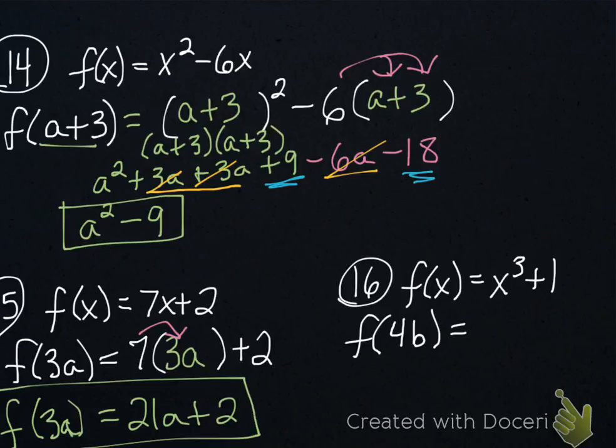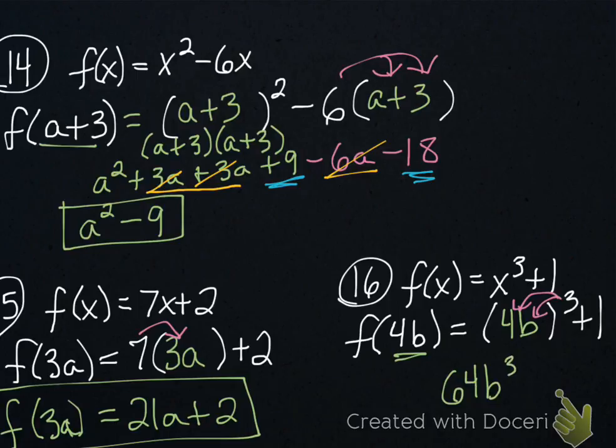Alright, let's look at number 16. What kind of function do we have here? We have a cubic. What are we plugging in? 4b. Not a big deal. I have parentheses cubed plus 1. What goes inside the parentheses? 4b. So I have the cube, the 4, and the b. 4 cubed is what? 64. So I have 64b cubed plus 1. That is the f of 4b.